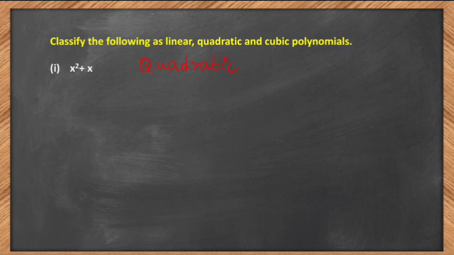Now let's see the next, second question. X minus x cube. Here the variable is not having power, so that is 1. Here 3. So the maximum power is 3. So then that is a cubic polynomial. This is a cubic polynomial. Now let's see the next question.